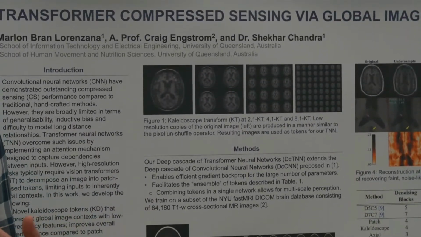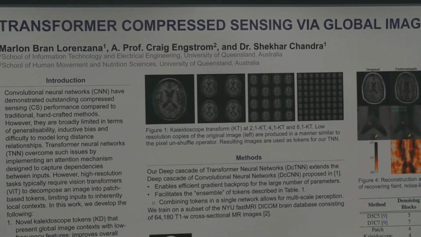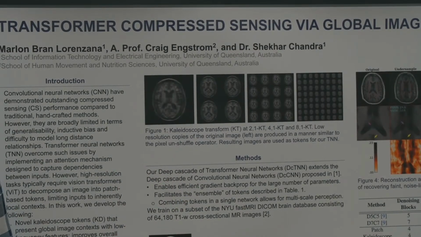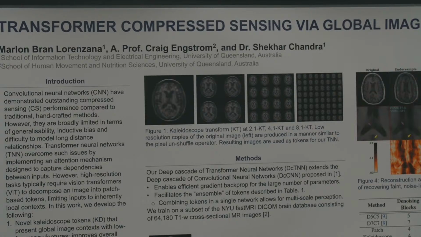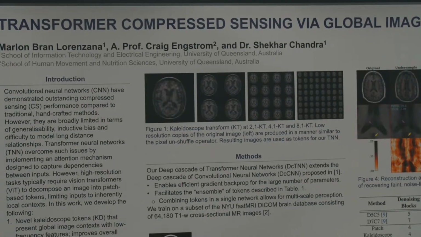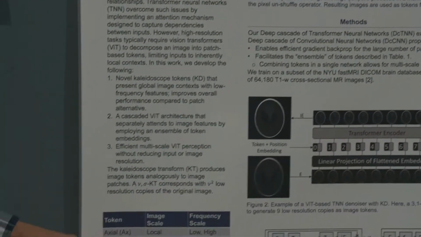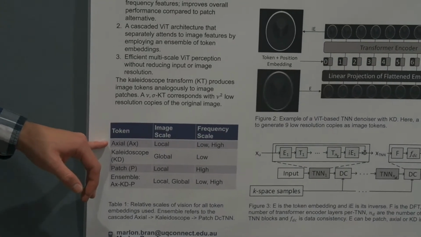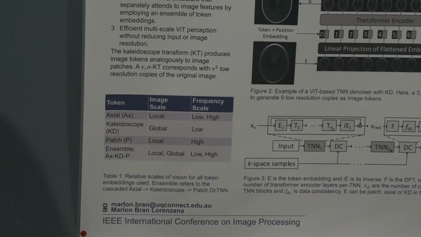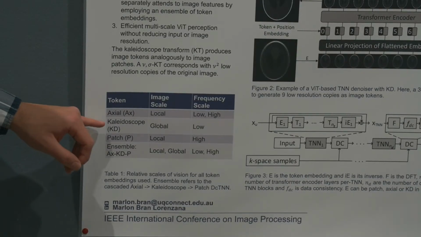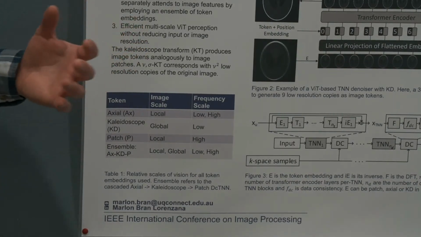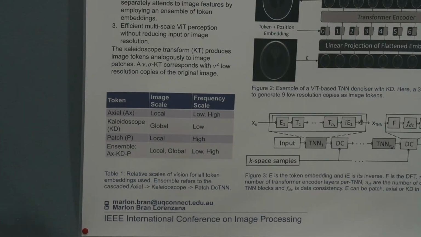So our idea was, can we use this transform to create smaller images that we can use as tokens for vision transformers? Quite commonly, image patches and axial tokens have been used for vision transformers. And so in the context of image denoising, again, we are now proposing this kaleidoscope or pixel shuffle token operator.